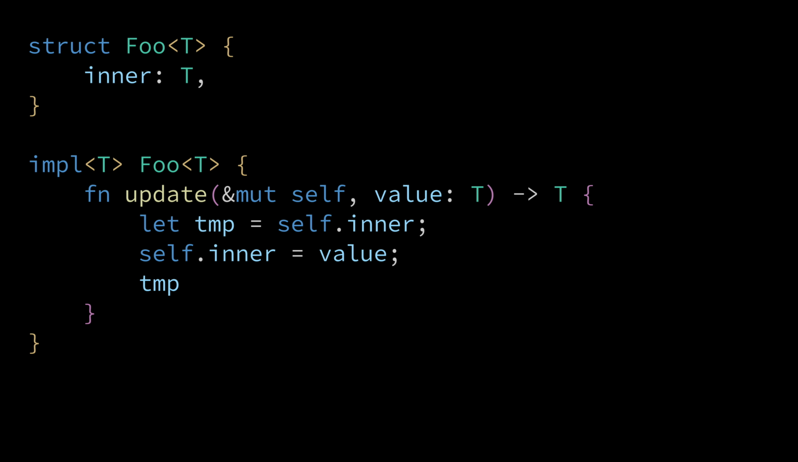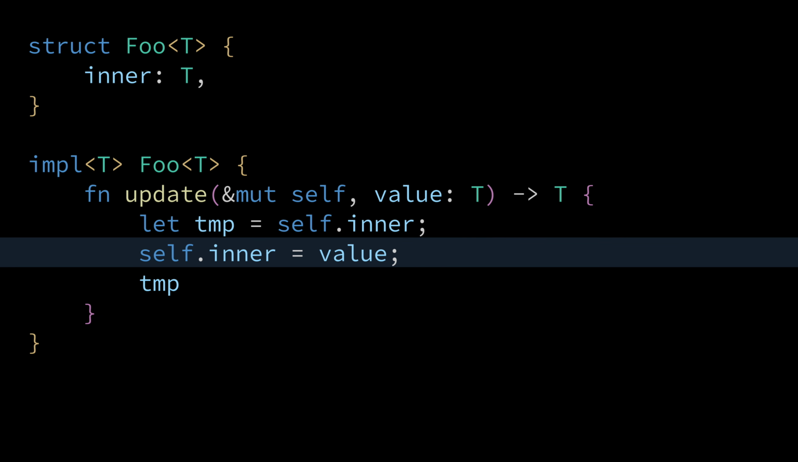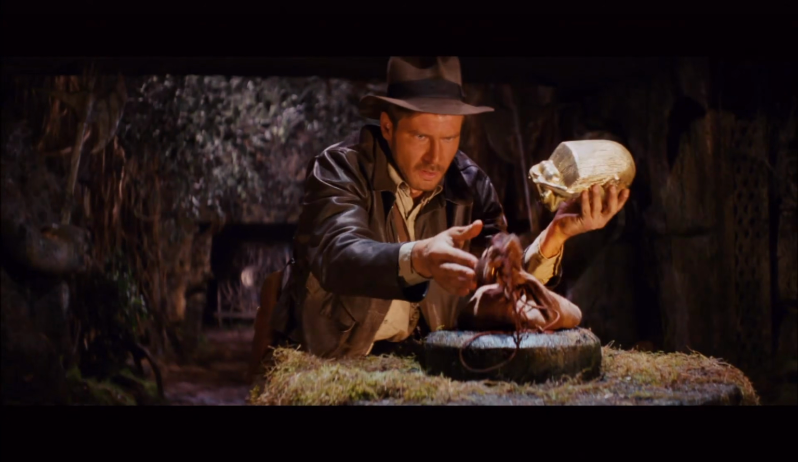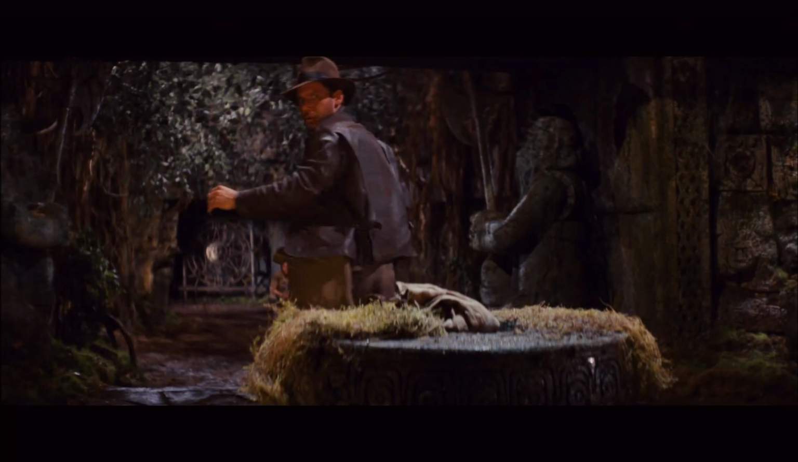I could try something like this. I put the old value of inner in a temporary variable, then I store the new value in inner, and then I return the old value from the temporary variable. Will this compile? No. Error: cannot move out of self.inner, which is behind a mutable reference.